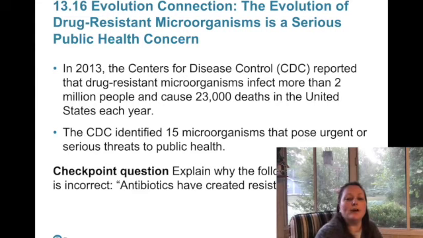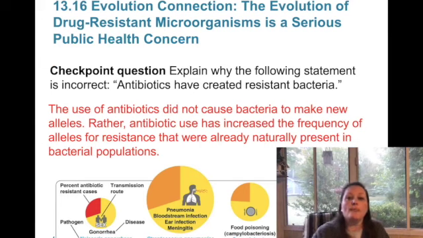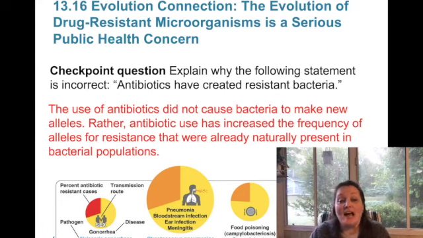So, explain why the following statement is incorrect. Antibiotics have created resistant bacteria. They did not create resistant bacteria. We did that by misusing antibiotics. So, what happened is we kept using antibiotics not the proper way, which caused a change in the frequency of the alleles of the bacteria out there. So we basically made the bacteria evolve in order to survive. So we screwed it up.